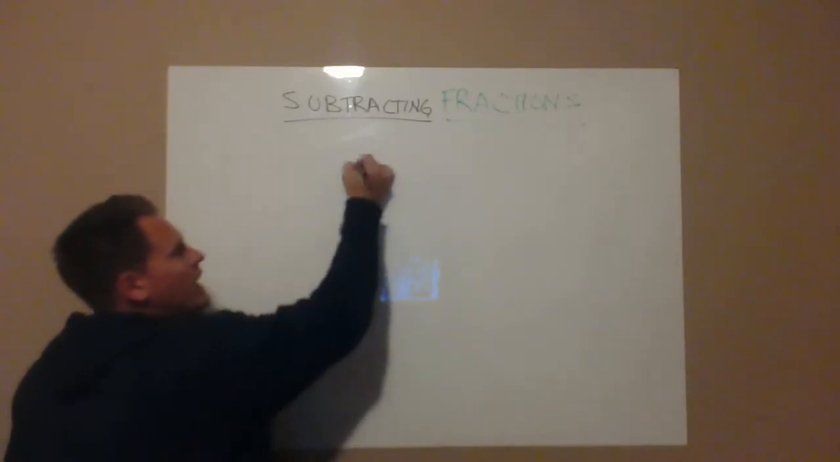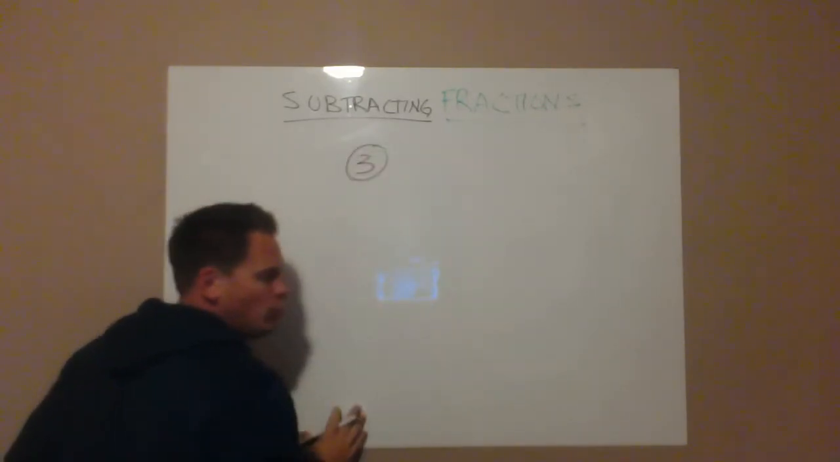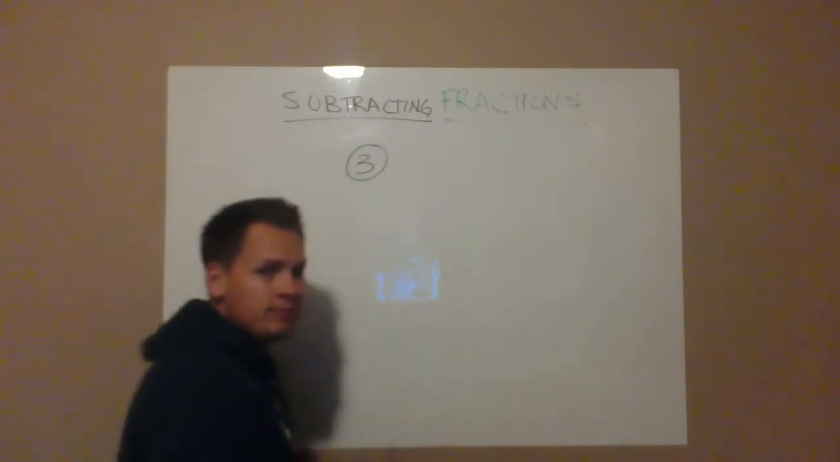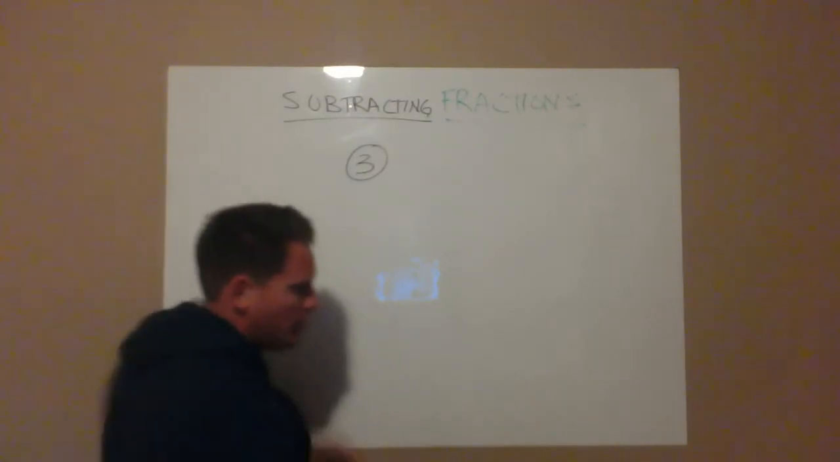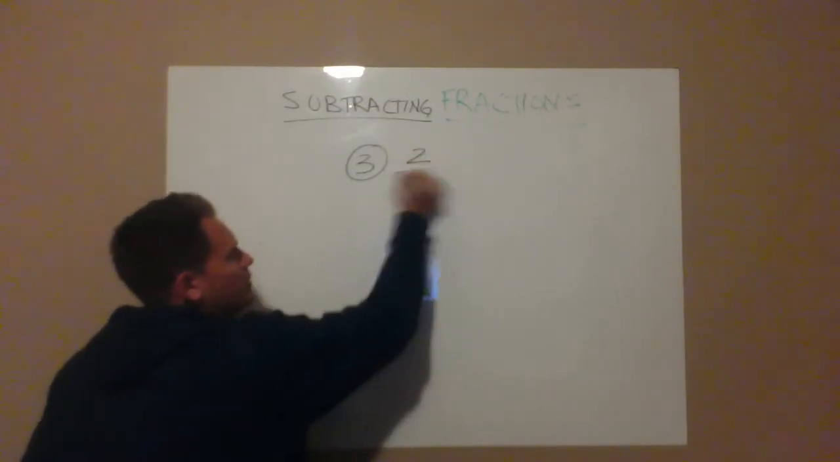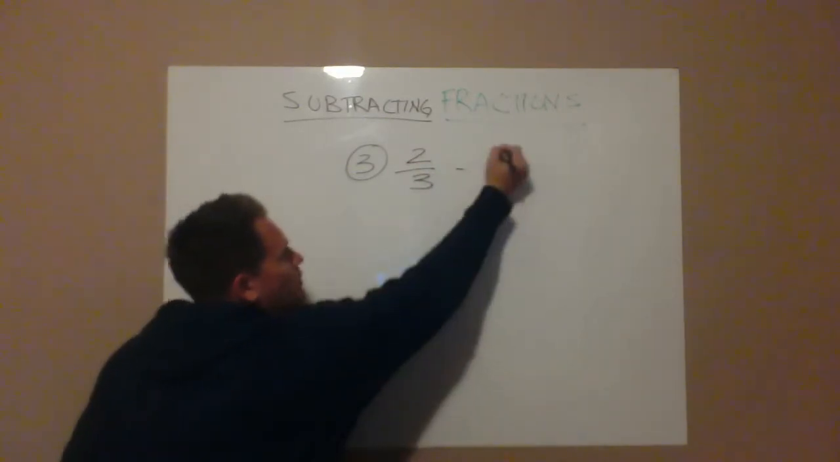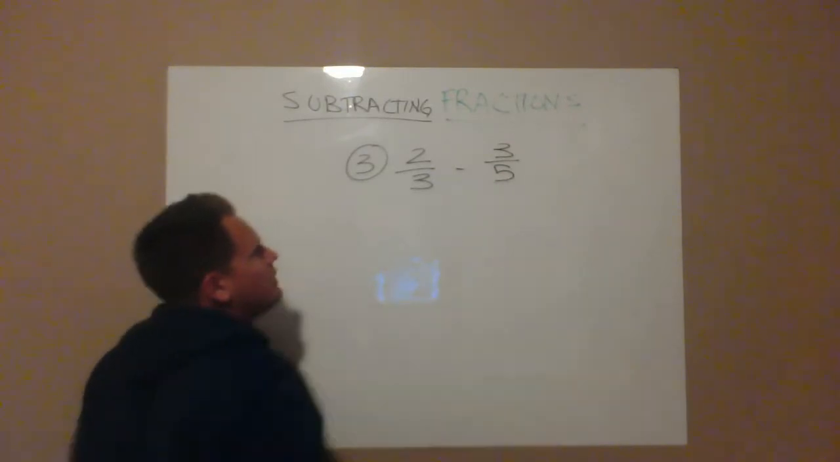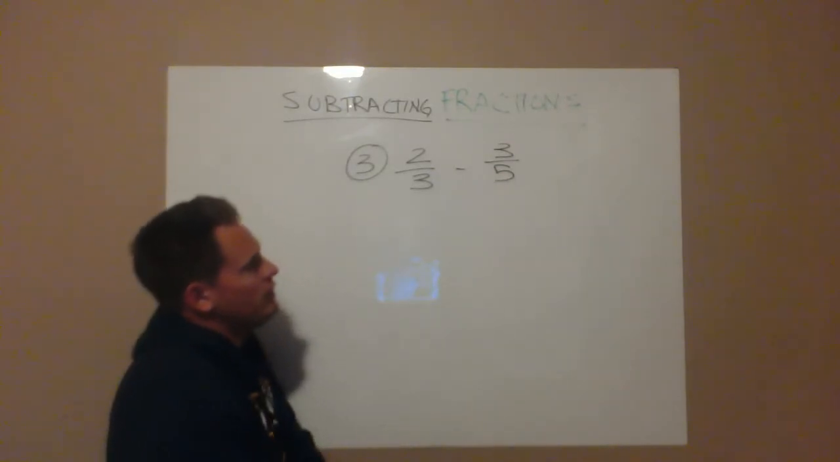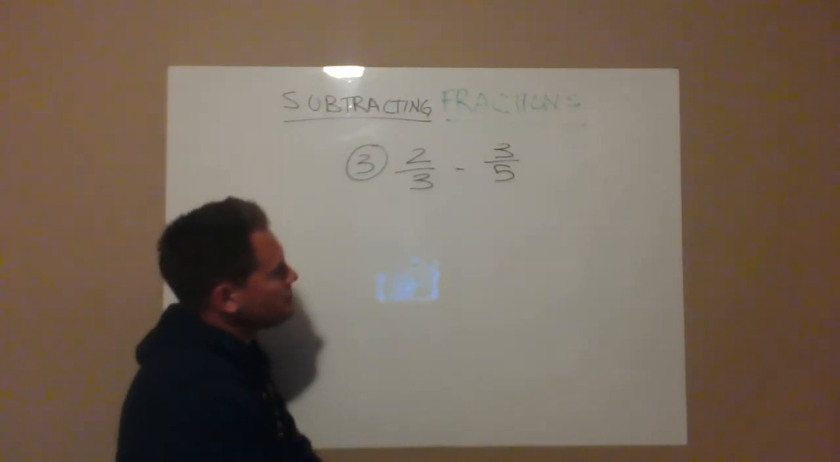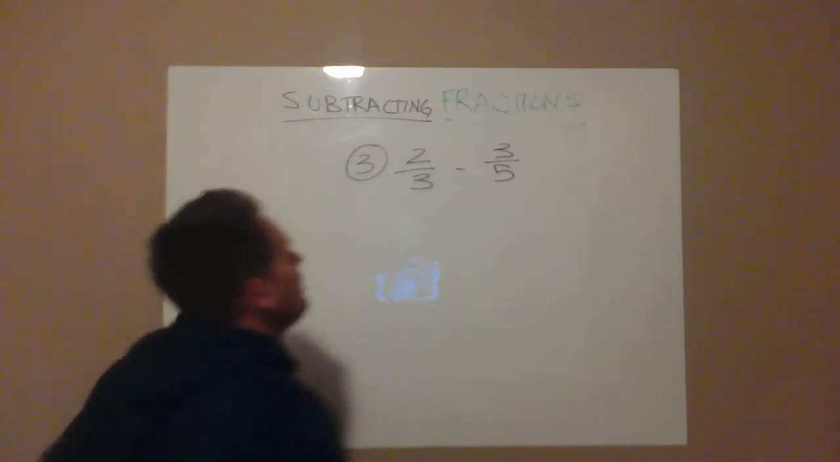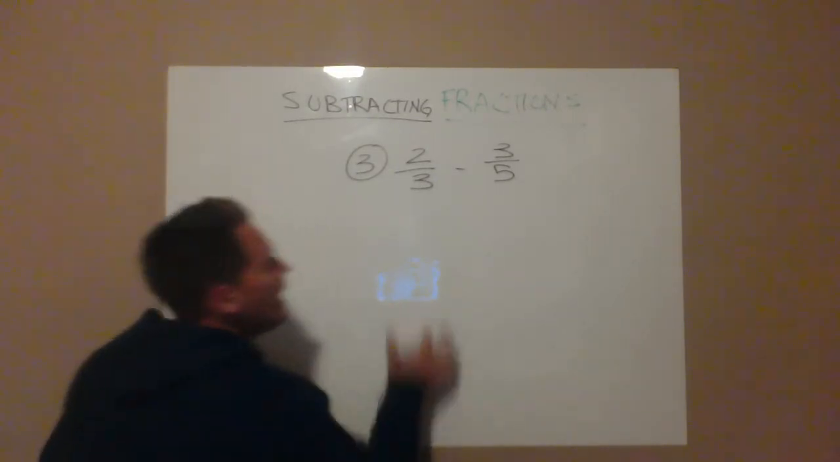On this last one, guys, I would really like if you would pause the screen, try this one on your own, and see if you can do it on your own. So pause the screen once it's written down. Press play when you're ready to go. So 2/3 minus 3/5. Go ahead and pause. Come on back. Here we go.